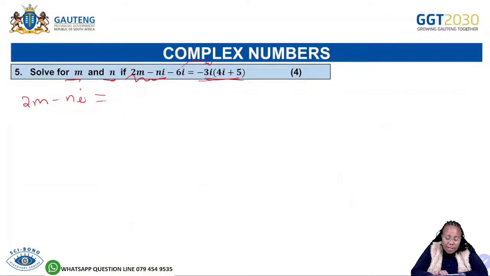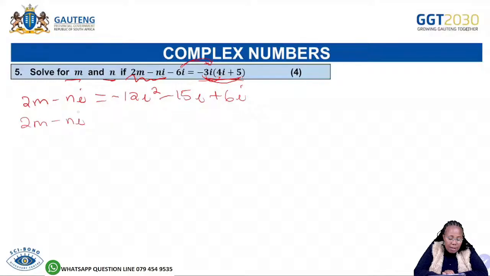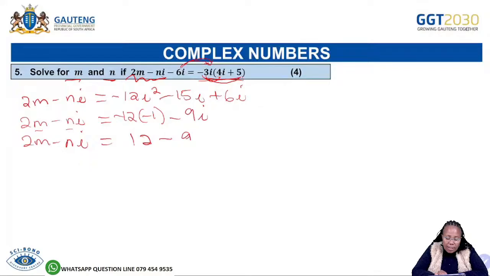Let's multiply the bracket. It's minus 3 times 4, that is minus 12i squared. Negative 3i times 5, that is negative 15i. And then 6 to this side, it's a positive 6i. And then we leave 2m minus ni because we are looking for m and n, equals to minus 12 into i squared, negative 1. Minus 15i plus 6, that is negative 9i. Then now 2m minus ni equals a positive 12 minus the 9i.